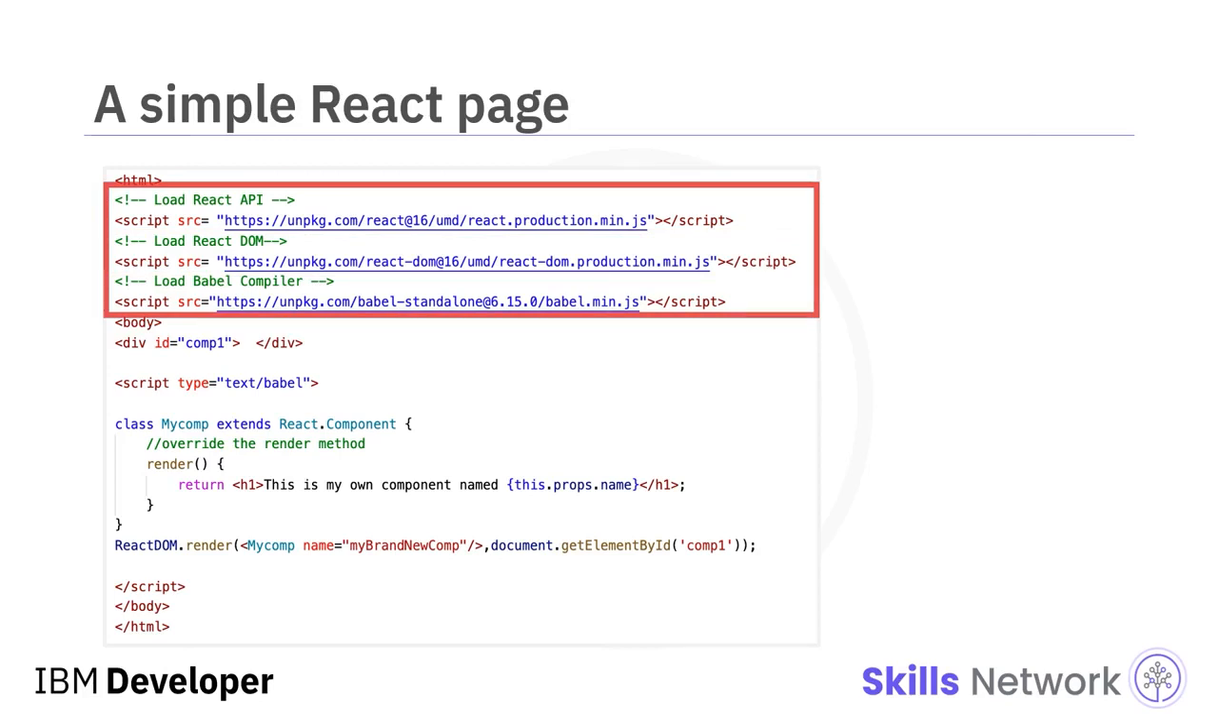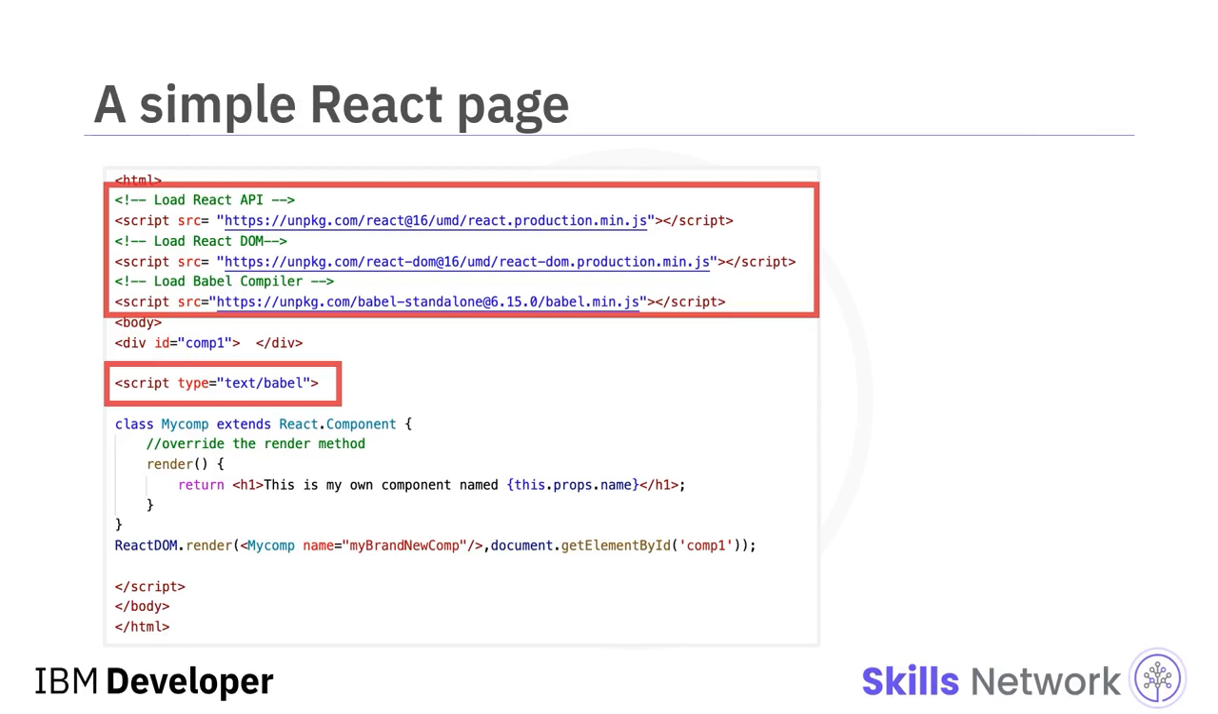The React component is defined inside a script tag, which is of type text/Babel. Here the defined component is myComp, which inherits from React.Component. You may recall inheritance from what you have learned about classes. All React components must implement the render method.